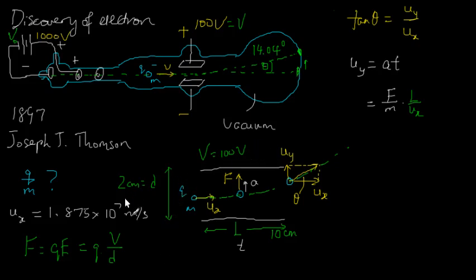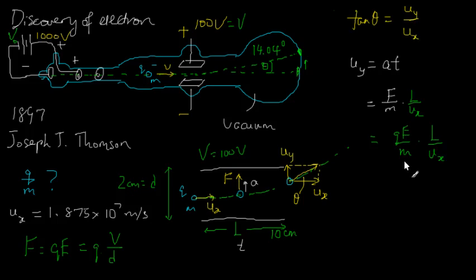So with these numbers, we can find V over D. We can find the electric field. So let me put this in. So the F here will be QE over M. And now we know that we can find E from V, the voltage, and the spacing between the parallel plates. So QE over L UX. We can now put this equation into here.